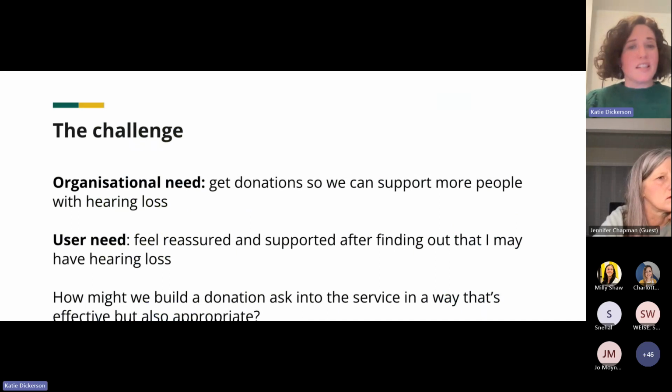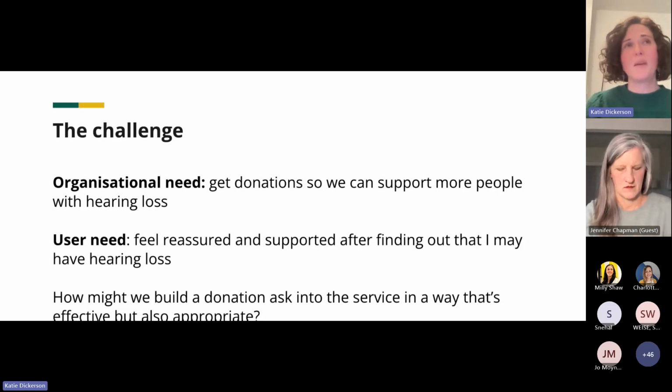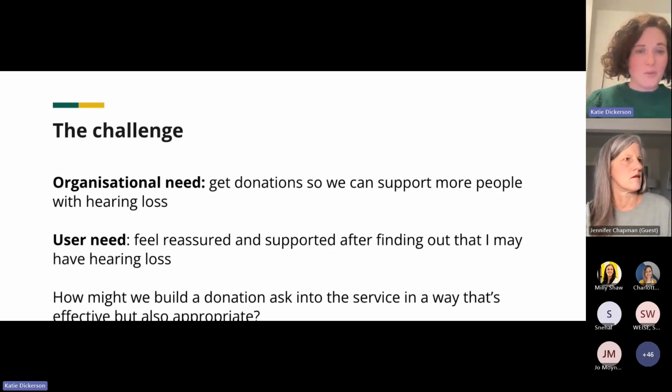So we had this organizational need to get donations so we can support more people with hearing loss. But there was also this user need to feel reassured and supported after finding out that I may have hearing loss. And we had to think about how we might build a donation ask into the service in a way that's effective but also appropriate. And when we did our initial prototyping, we tested our prototypes. We did not get this right the first couple of times.